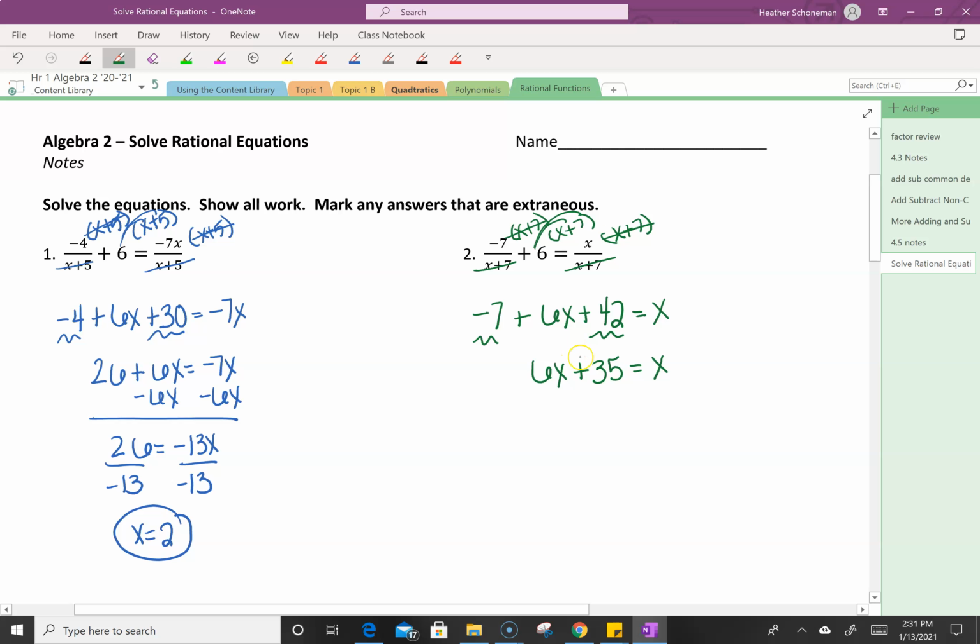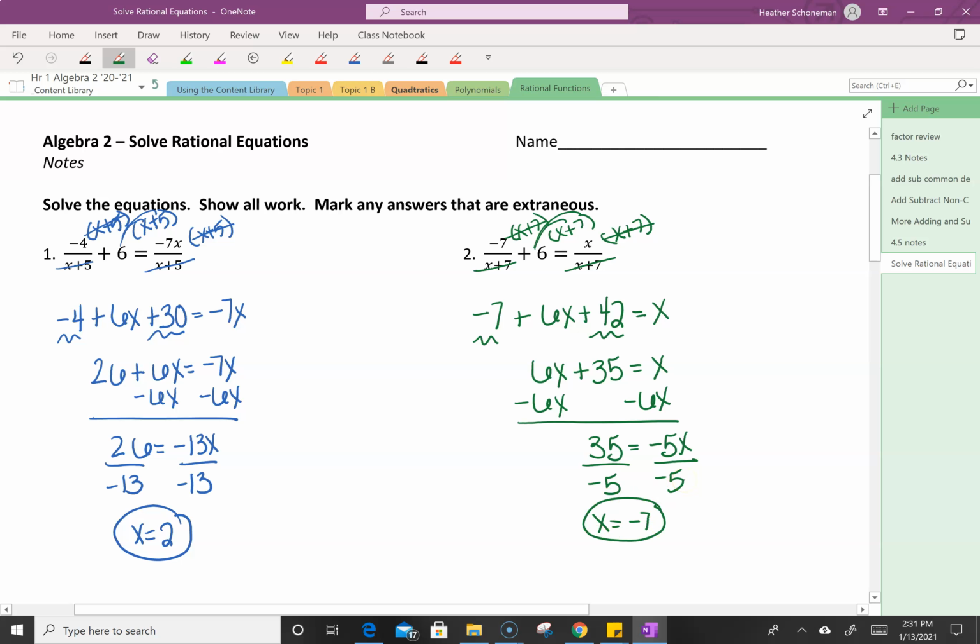It's linear because the exponent is the invisible one, so I'm going to get all the x's on one side and all the numbers on the other. So I'm left with 35 equals negative 5x. So to solve, I'm going to divide by negative 5, so I get x is negative 7.